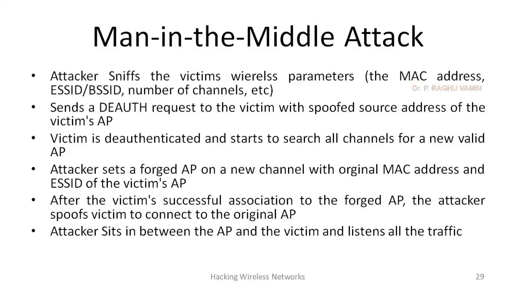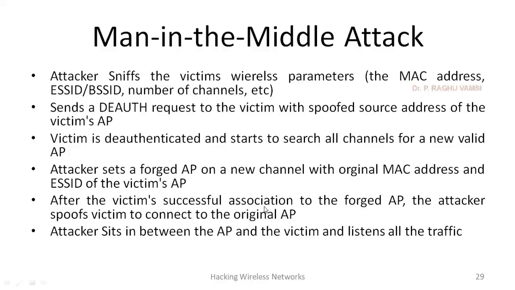After the victim's successful association with the forged access point, the attacker spoofs the victim to connect to the original access point. Then the attacker sits in between the access point and the victim and listens to all the traffic happening between the user, that is the victim, and the original access point. So he creates an illusion that there is an actual access point by creating the same MAC address. But once the victim is connected to the rogue access point created by the attacker, whatever traffic comes to the rogue access point will be spoofed and sent to the original access point. From there, the attacker will capture the packets and analyze them at his end.